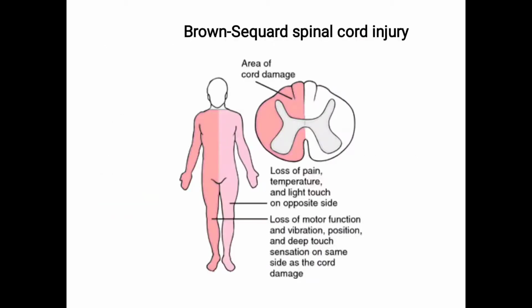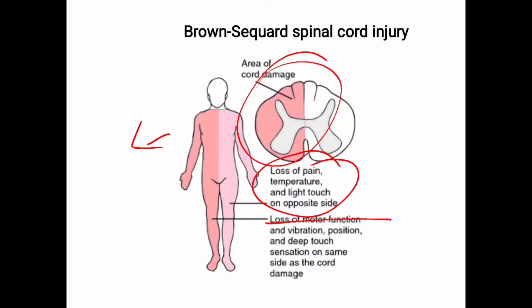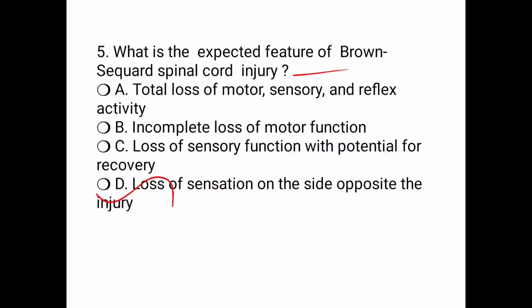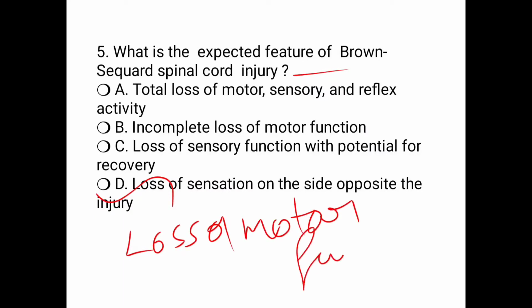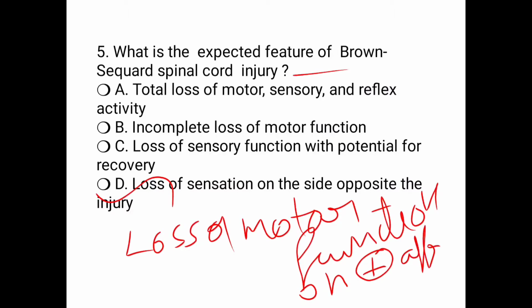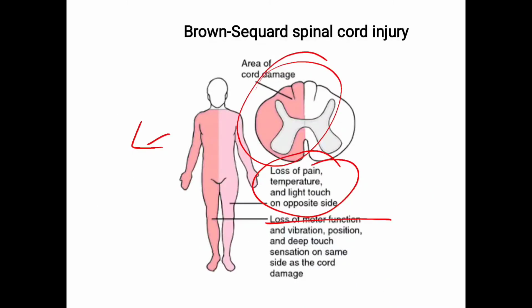This is Brown-Sequard spinal cord injury. This is the area of the cord damage. On the affected side, there is a loss of motor function. On the opposite side there is a loss of pain, temperature, and light touch. So loss of motor function on the affected side, loss of sensation on the opposite side. This is Brown-Sequard spinal cord injury.